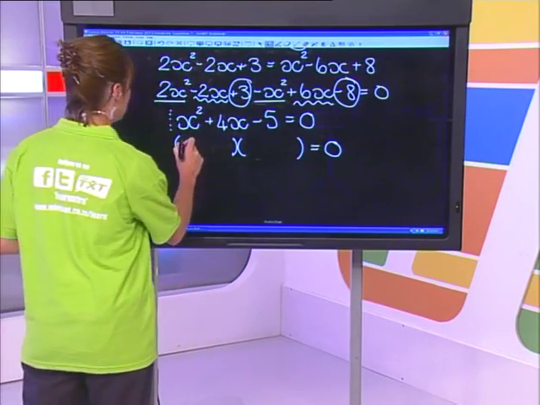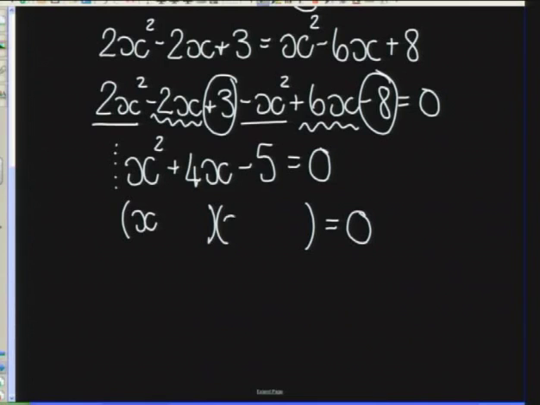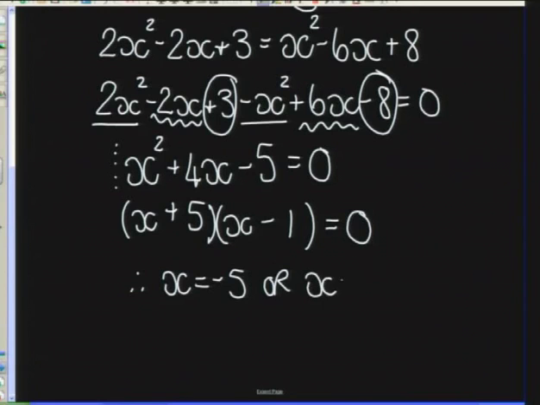Okay, so factors of x squared is obviously just x, and factors of 5, we're working with just 5 and 1. In order to get my signs right, my 5 will have to be positive and my 1 will have to be negative. So therefore, to solve for x, we have x equal to negative 5, or we have x equal to 1. Okay, and again, those are the two roots of your equation.